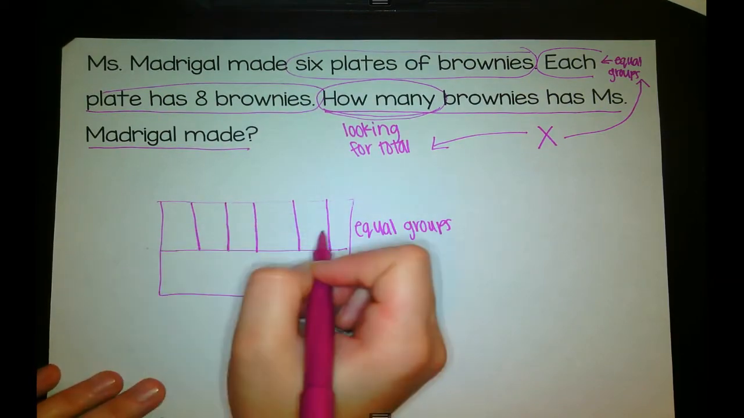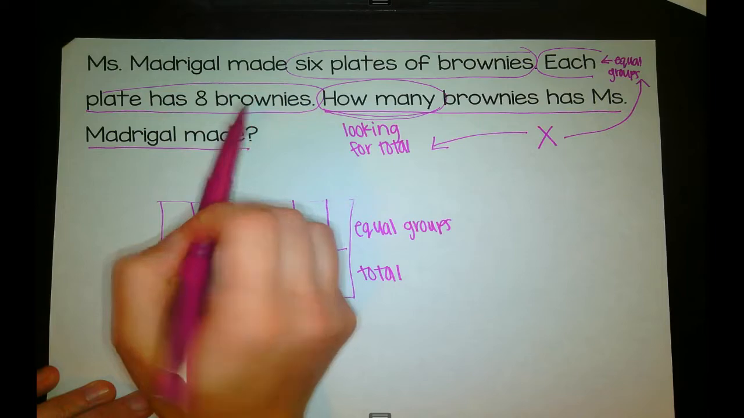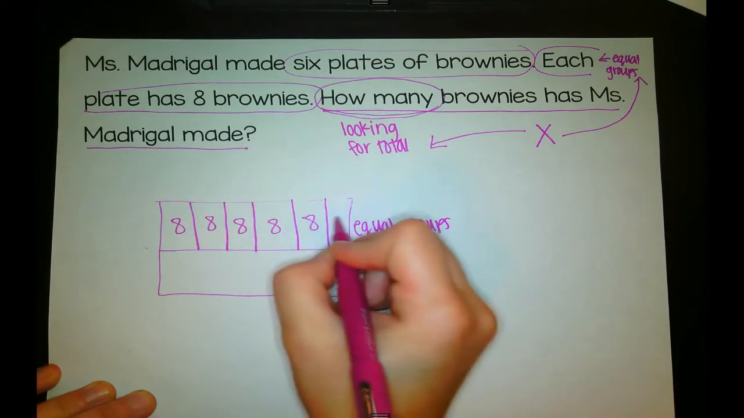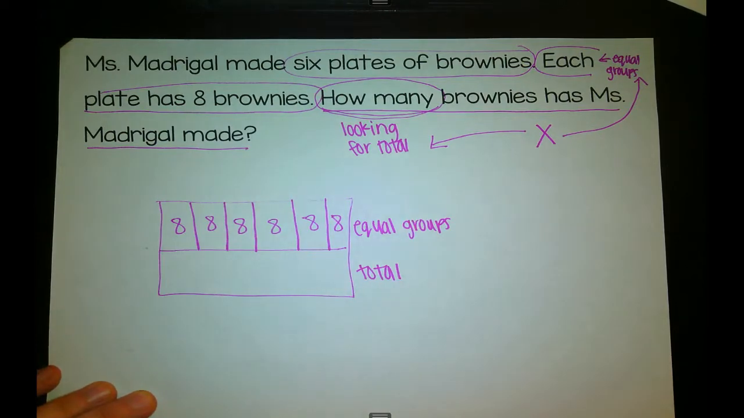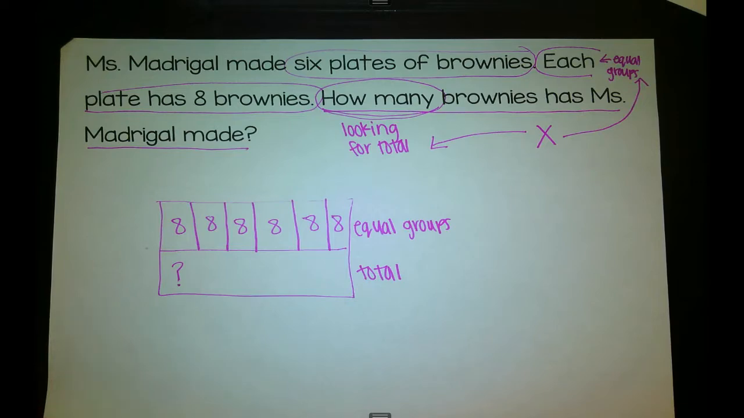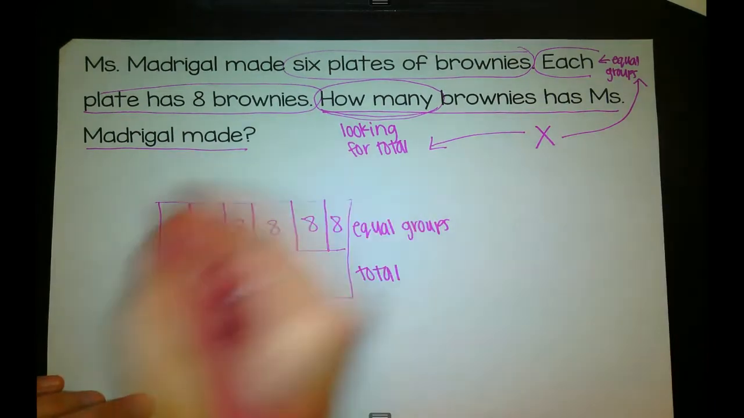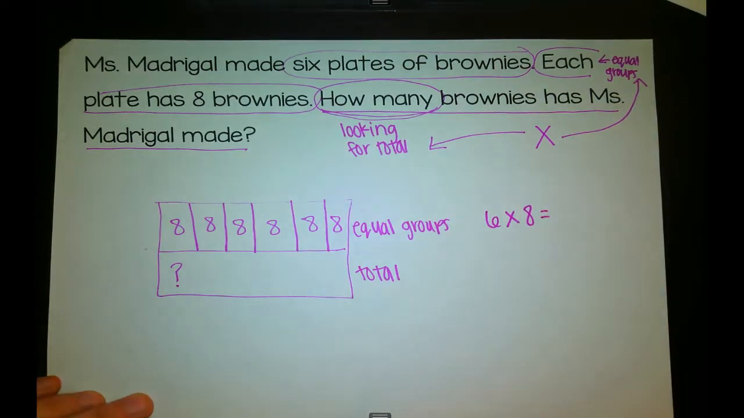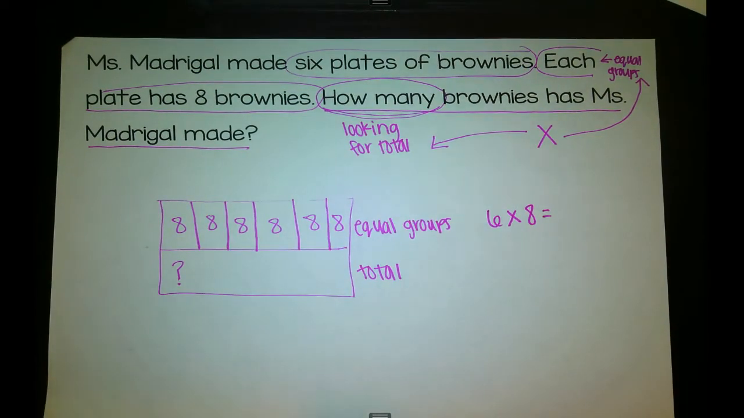And in each of my 6 equal groups, I'm going to have 8 brownies. So 8, 8, 8, 8, 8, and 8. And I'm looking for my total amount of brownies. So there's 2 ways I could solve this. First, I know I have 6 groups of 8, so I could do that multiplication problem using my multiplication facts.